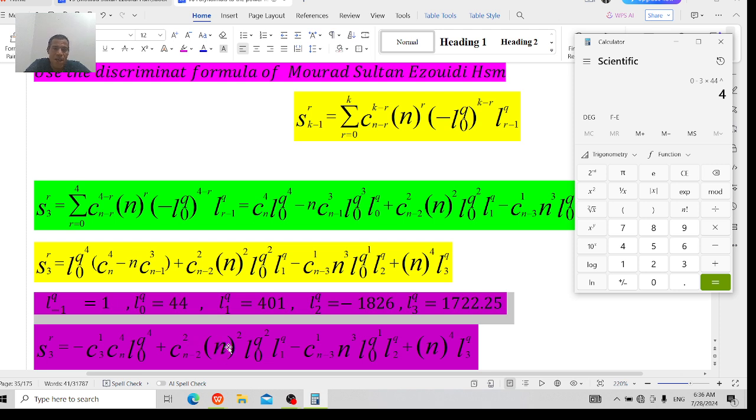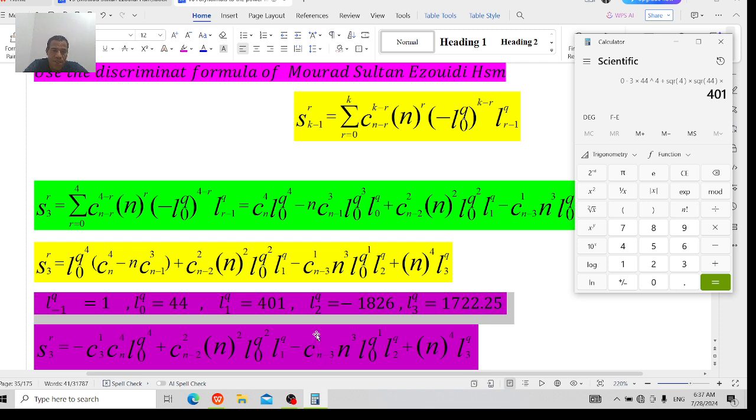I will just focus on this. N squared means 4 squared, plus 4 squared times what? Times learners, L0 for q squared means 44 squared times L1. L1 is 401 times 401. Okay. Then minus combination 1 choose 1 is 1. Why? Simply because n is 4, 4 minus 3 is 1.